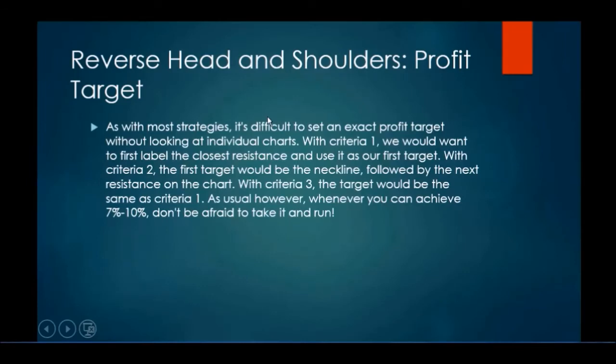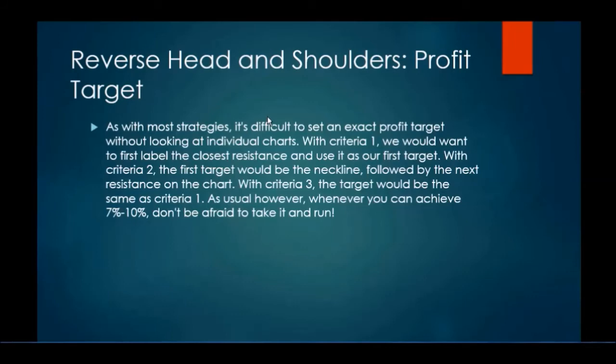So the reverse head and shoulders profit target. As with most strategies, it's difficult to set an exact profit target without looking at individual charts. Okay, every chart's different, every support is different, every resistance different. It's not a blatant take 3% or take this or take that. With criteria 1, we would want to first label the closest resistance and use it as our first target, okay? The first thing that needs to be broken is that closest resistance, obviously.